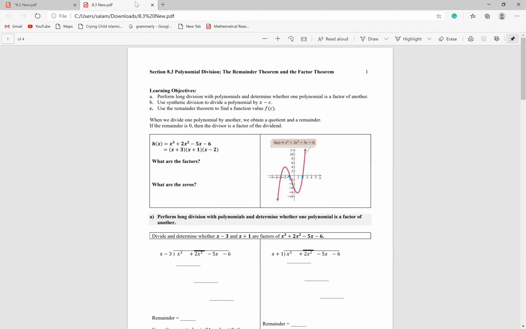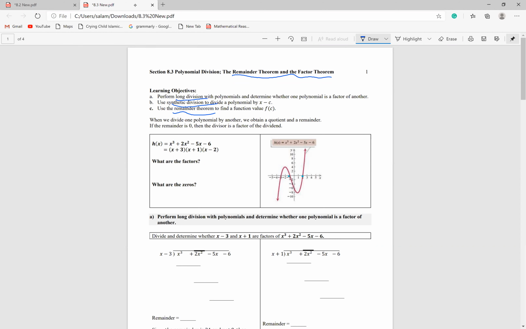So 8.3 is about polynomial division. Okay, so we want to look at the remainder theorem and the factor theorem. And we're going to look at long division. We are going to talk about synthetic division. So we're going to use long division, synthetic division, and the remainder theorem.